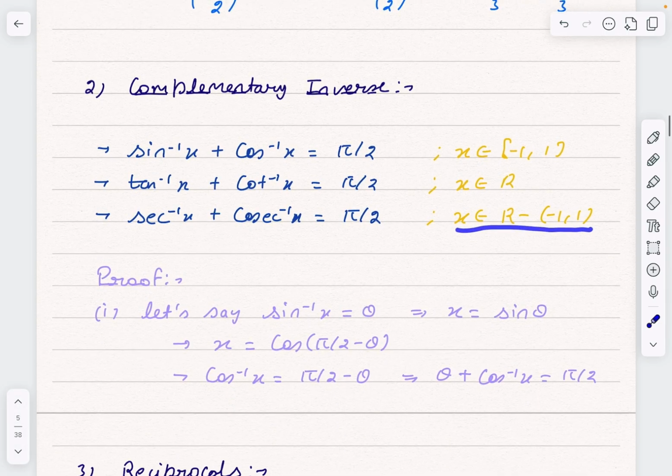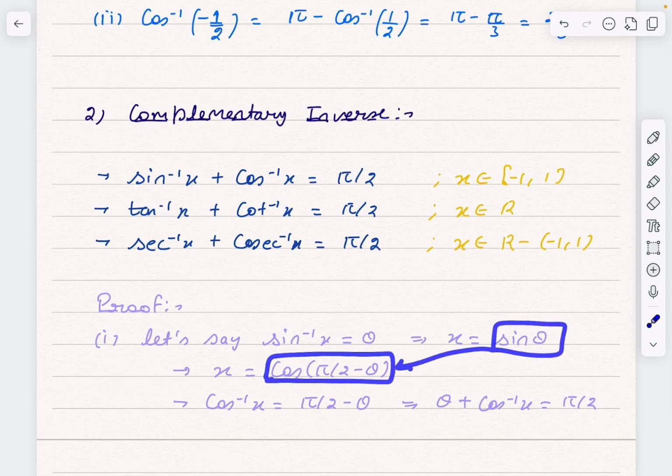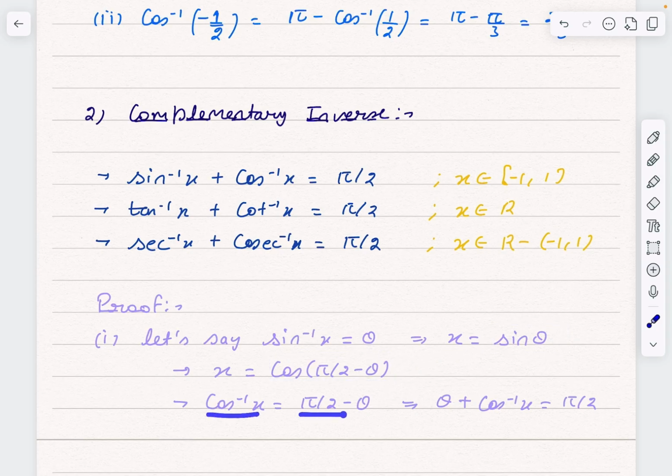How do you prove this thing? Easily we can prove here. Say sine inverse x is theta. So x will be sine theta. And cos of 90 minus theta we can write for sine theta. So cos inverse x will be 90 minus theta. That means theta plus cos inverse x equals pi by 2, where theta was sine inverse x. Hence proved. Okay, next.